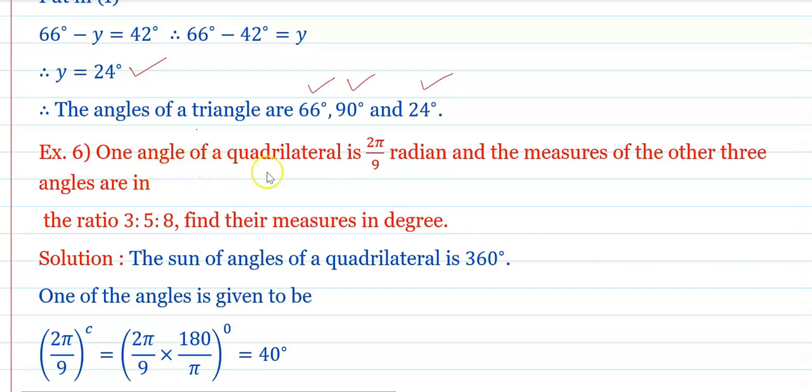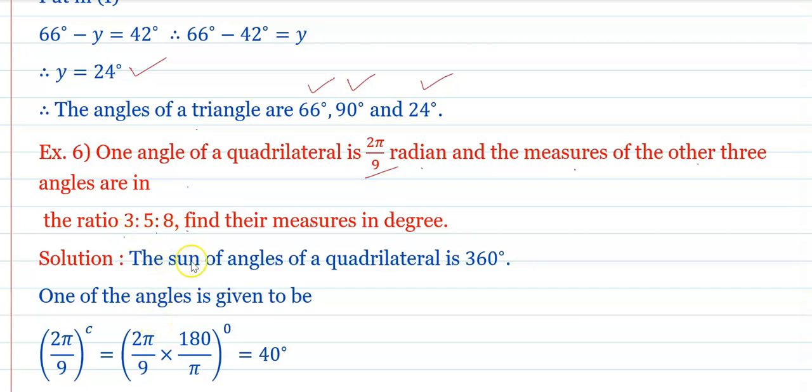One angle of a quadrilateral is 2 pi upon 9 radian, and the measures of the other three angles are in the ratio 3:5:9. Find their measures in degree. We considered the quadrilateral. The first angle is 2 pi upon 9 radian, and the other angles are in the ratio 3:5:8.